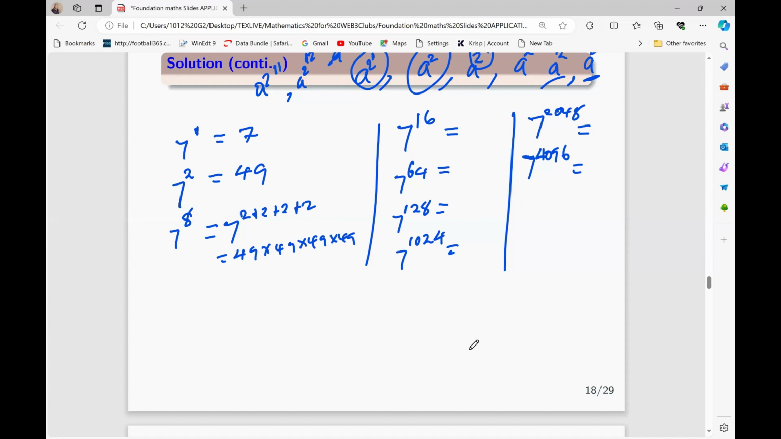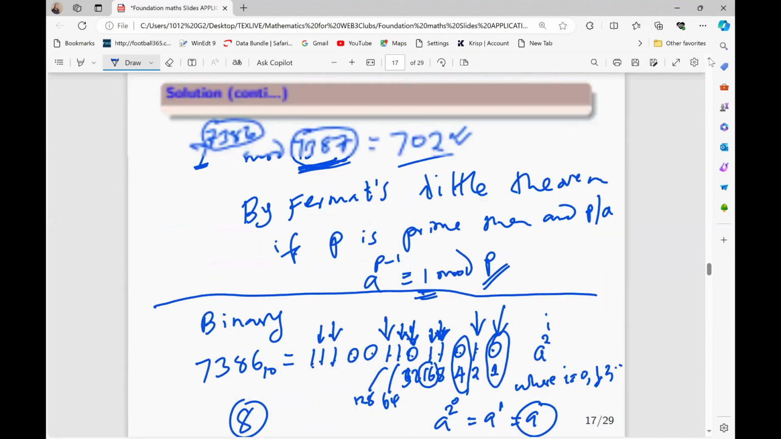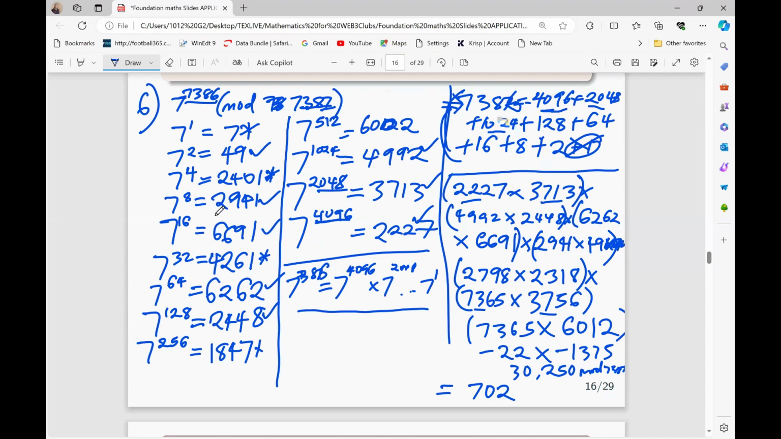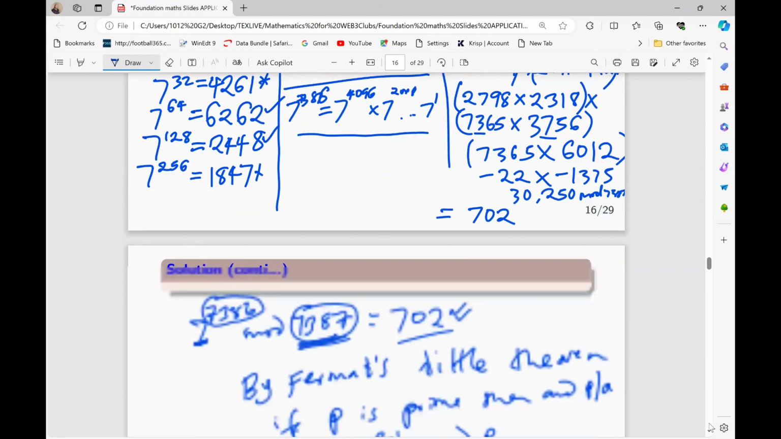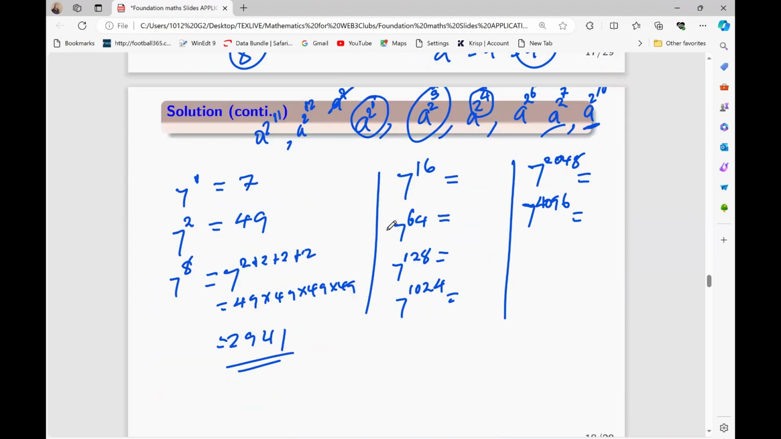So what is the remainder? The remainder is 2941. Let us see what we had gotten earlier for that same number, 7 raised to 8. We got 2941. And that is what you've gotten. So this one, now the next one is easier.